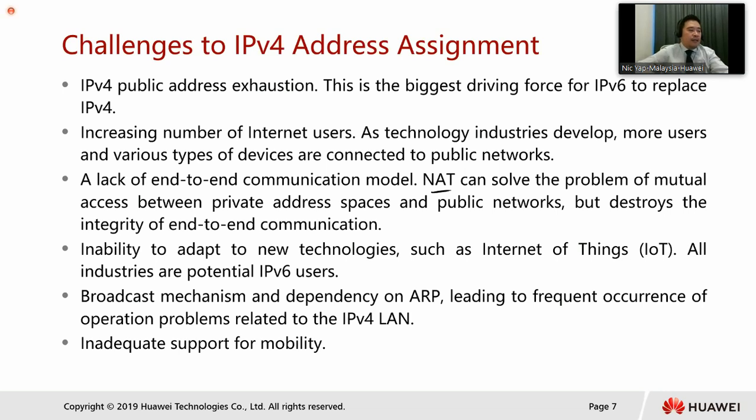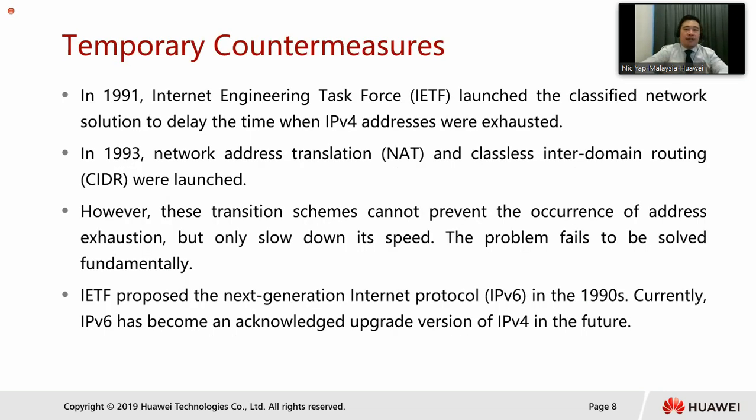And there is inadequate support for mobility. IPv4 is not able to support mobility; it lacks this function. That's why we are going to move forward to IPv6. That will be a solution, but it's a temporary solution at the moment, because right now we are not fully converted to IPv6 yet. And this is where the temporary countermeasures before we fully migrate to IPv6 come from.